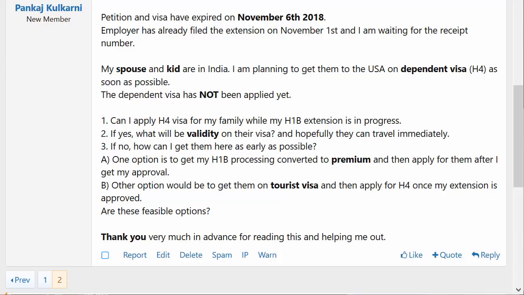If within the same area, can we do AC-21 or something? No, AC-21 is not available in consular processing, only for 485. My 485 was denied because I did consular processing. You can't do AC-21.